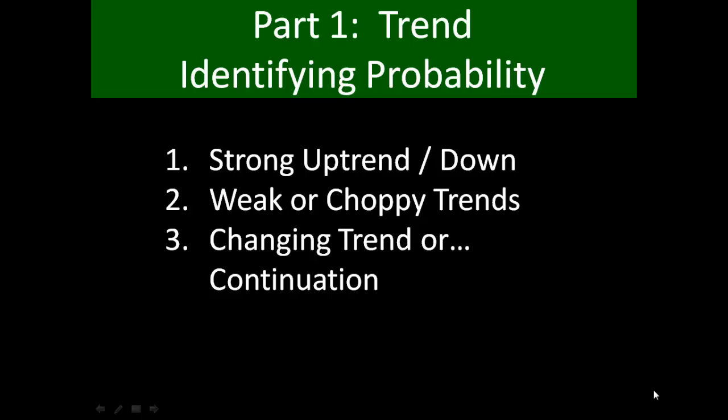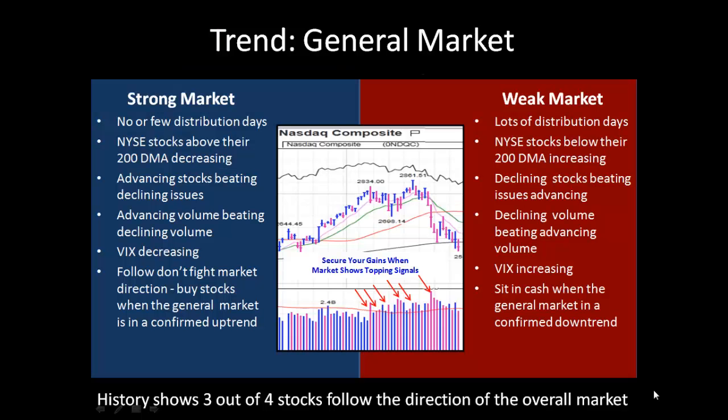Now we're going to look at the trends and how we might be able to identify the probability of the trend continuing, weakening, or changing. The first thing we want to look at is the general market trend. We want a strong market. We want few or no distribution days. We want a large percent of stocks above their 200-day moving average.